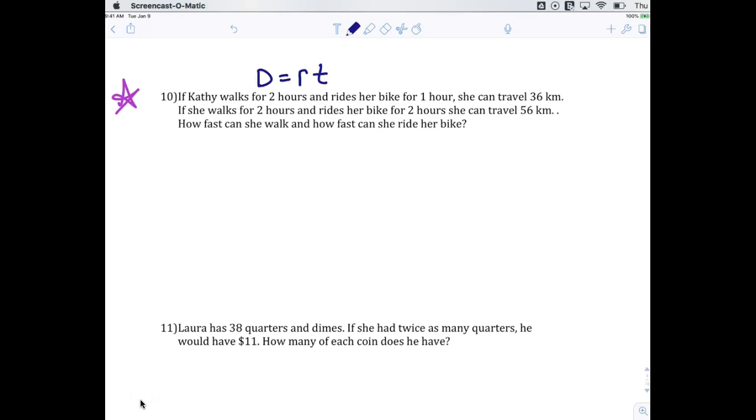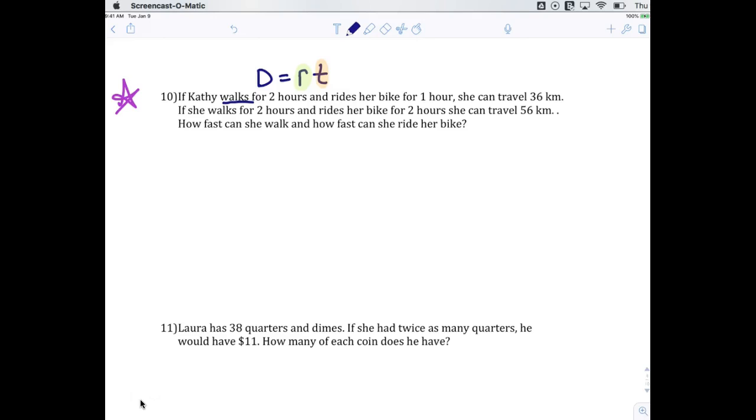It says, Kathy walks for 2 hours and rides her bike for 1 hour. She can travel 36 kilometers. So I know her time, but I don't know her rate. Does she have 2 different rates? Yes, because she is walking and biking. That's exactly correct. So we're going to look at it from this perspective. She's walking. Do I know her rate for walking? No, so that's going to be our variable, correct?